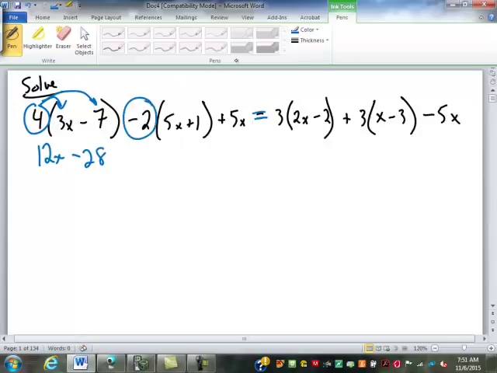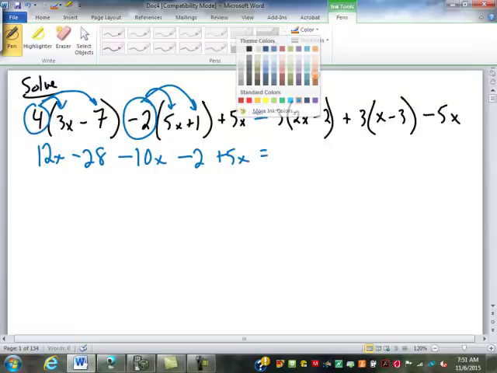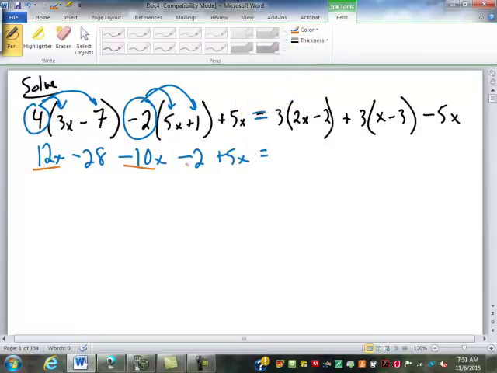Now this is negative 2 times 5x. Negative 10x, and negative 2 times 1, minus 2, negative 2. And then we got plus 5x. So now we will combine 12x, negative 10x, and 5x. 7x. So negative 28, negative 2 is negative 30.